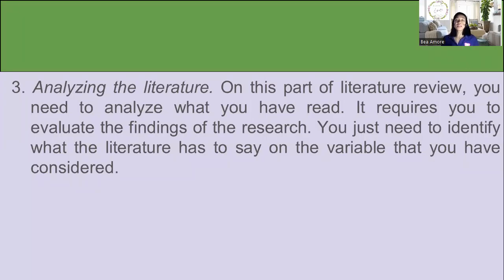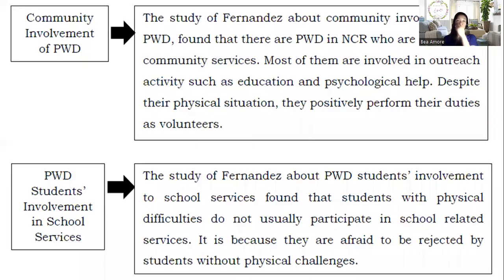Next is analyzing the literature. On this part of the literature review, you need to analyze what you have read. It requires you to evaluate the findings of the research. You just need to identify what the literature has to say on the variable that you have considered. For example, these are the variables: community involvement of PWD.